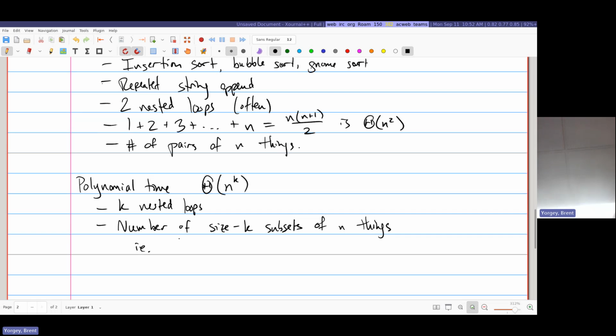That is, n choose k, which is the number of size k subsets, the number of ways to choose k things out of n, right? This is theta of n to the k. Again, it's not exactly n to the k. It's some big formula, but it's going to be some polynomial, and the biggest degree term is n to the k.